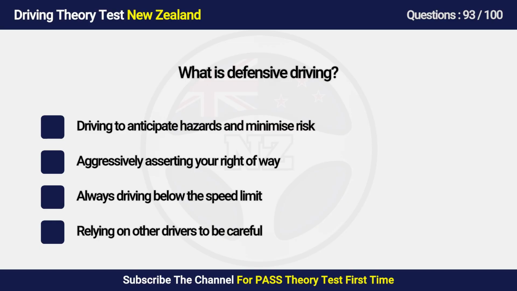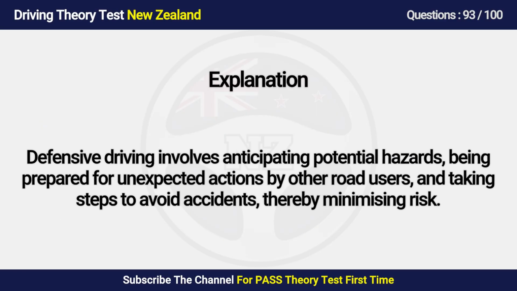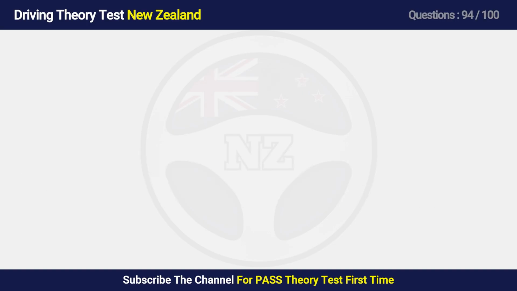What is defensive driving? A. Driving to anticipate hazards and minimize risk. B. Aggressively asserting your right of way. C. Always driving below the speed limit. D. Relying on other drivers to be careful. Answer is A. Driving to anticipate hazards and minimize risk. Defensive driving involves anticipating potential hazards, being prepared for unexpected actions by other road users, and taking steps to avoid accidents, thereby minimizing risk. Question 94.